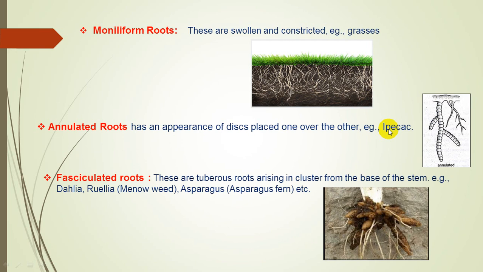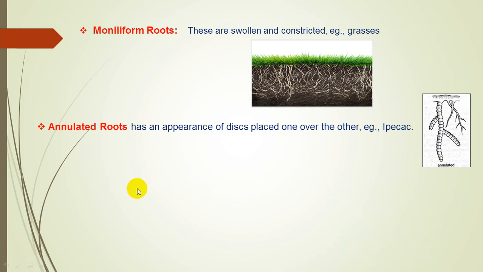Fasciculated roots are the modification of tap roots, the modification of adventitious roots. In this type of roots, a cluster of tuberous roots arises from the base of the stem, and again here the purpose is support. Example is dahlia, ruellia, and asparagus.